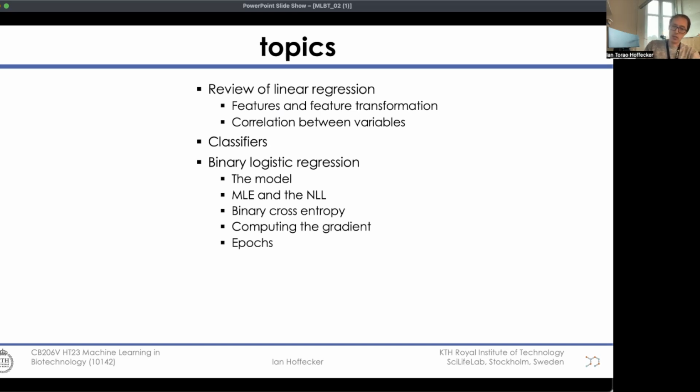So previously, we also talked about classifiers. And this is a kind of classifier version of linear regression. And we'll go over the model, how it's parameterized using maximum likelihood estimation and negative log likelihood, and a quantity called the binary cross entropy. We'll talk about how one performs the optimization in practice using the gradient descent method and the concept of an epoch or an iteration in the training loop.